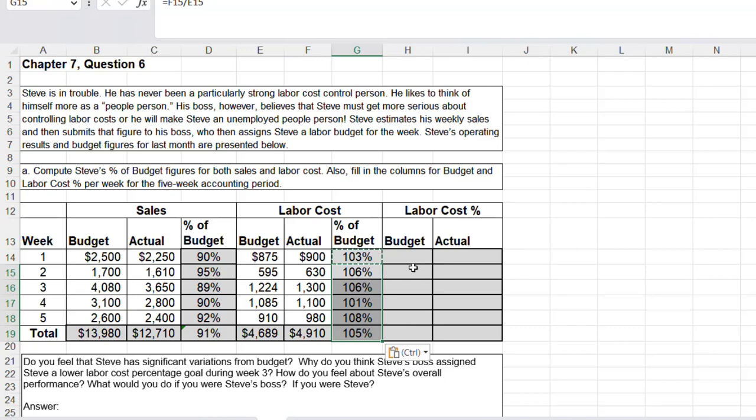Now when it comes to labor costs, what was our target percentage? All right, so if we're looking at what our budget percentage was, we'll take our budget labor cost, we're going to divide that by our budget of sales. So again, here we've got our budget labor cost divided by our budget sales. And we can copy this formula.